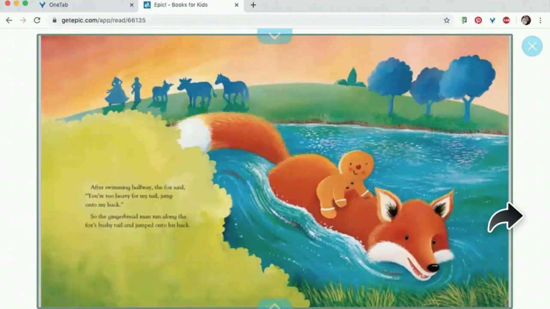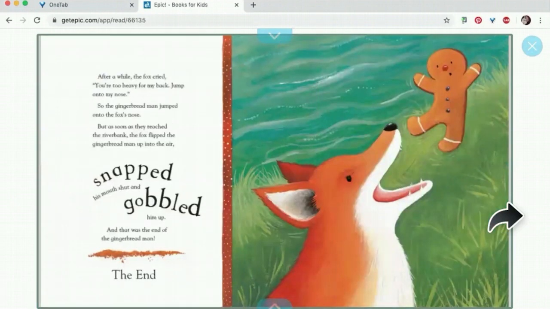After swimming halfway, the fox said, "You're too heavy for my tail. Jump onto my back." So the gingerbread man ran along the fox's bushy tail and jumped onto his back. After a while, the fox cried, "You're too heavy for my back. Jump onto my nose." So the gingerbread man jumped onto the fox's nose. As soon as they reached the riverbank, the fox flipped the gingerbread man up into the air, snapped his mouth shut, and gobbled him up. And that was the end of the gingerbread man.